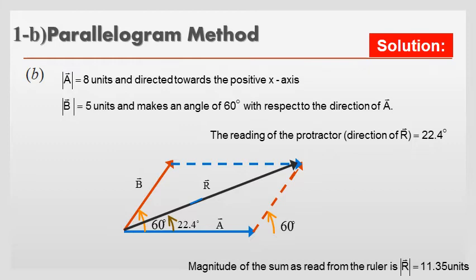Here it must be noted that both the parallelogram method and the triangle method for the same vectors A and B will give the same results, with a magnitude of 11.35 and a direction of the sum, or resultant, of 22.4 degrees with respect to the x-axis.